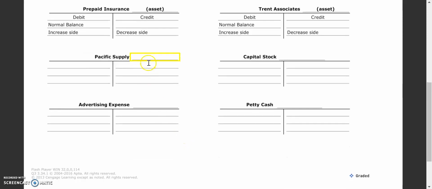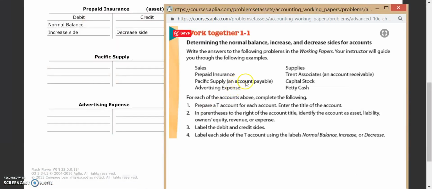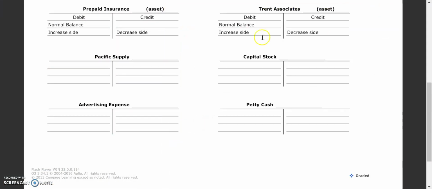Scrolling down, let's check Pacific Supply. I believe that was in accounts payable. Yes, it is accounts payable for Pacific Supply. So accounts payable is people that we owe money to, so that would be a liability. Debit and credit don't change. However, for liabilities, the normal balance is a credit, which means that we decrease on the debit side and increase on the credit side.